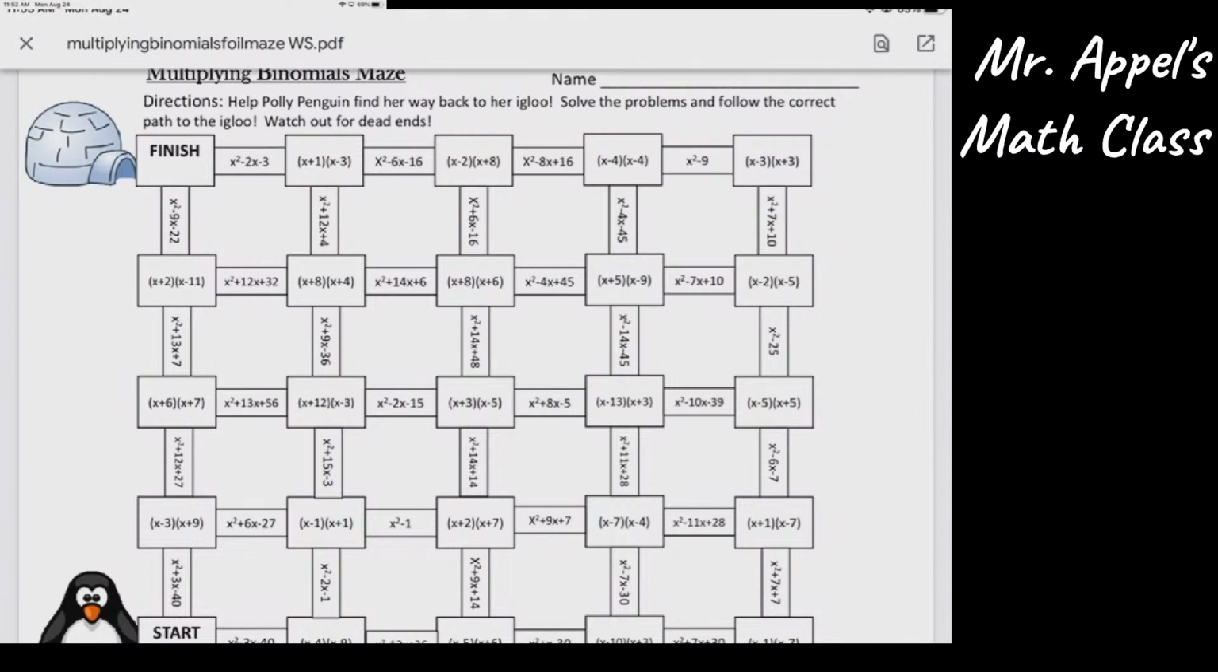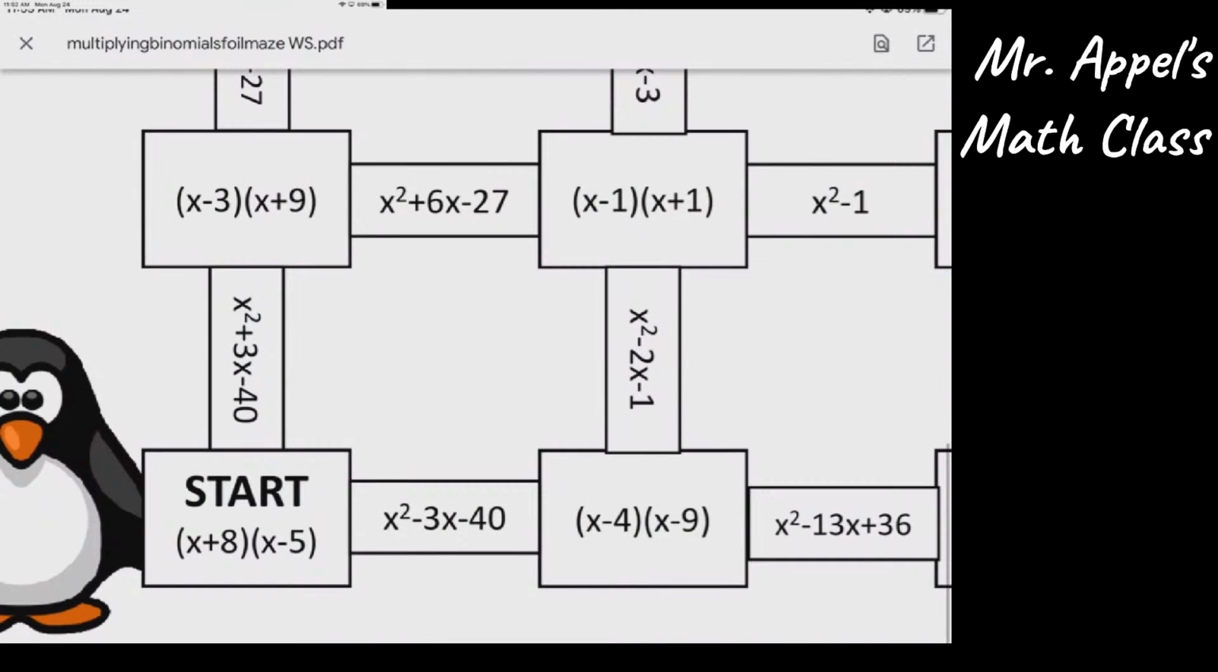There's only one difference between the two. Is it positive 3x or negative 3x? That's the thing you've got to figure out. And then that'll take you on the path up to the next box or over to the next box, and then you multiply, you pick your path, and you work your way through the maze. Okay?